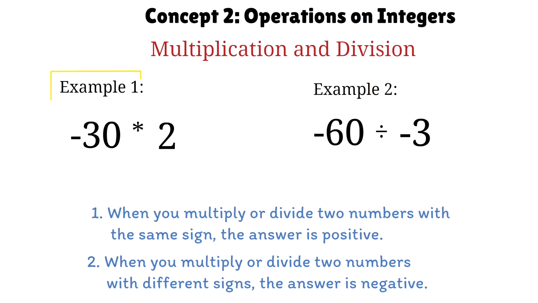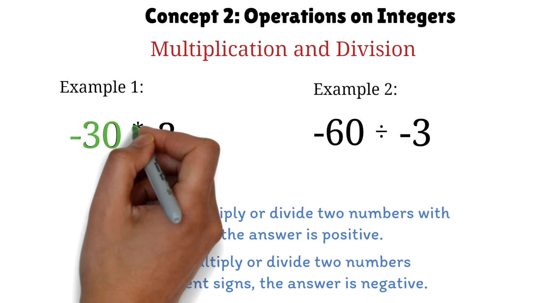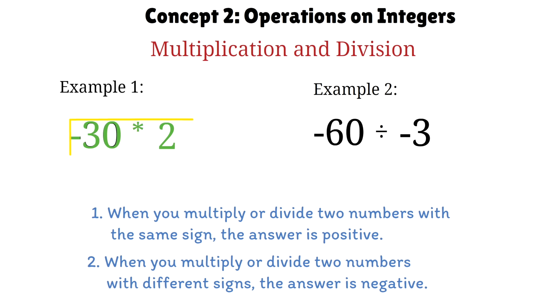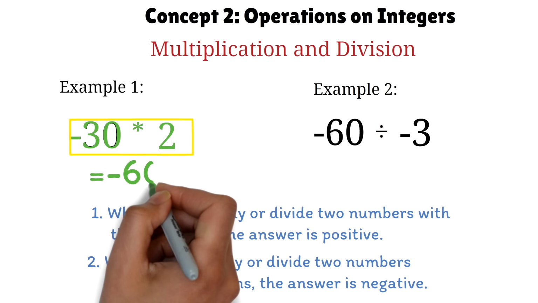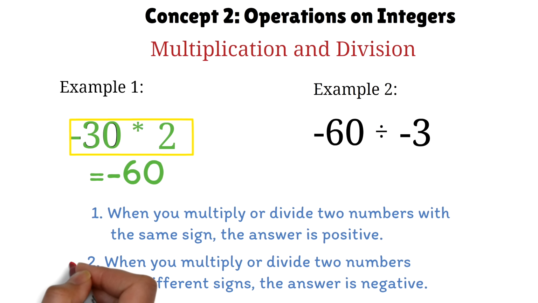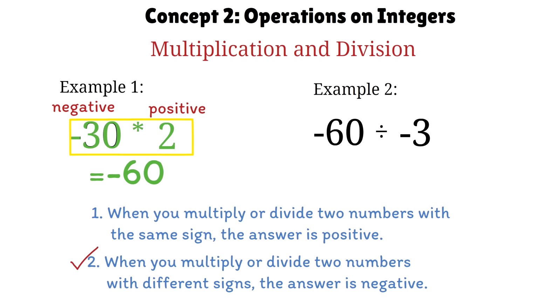Now let's work on example 1. We have negative 30 times 2. We will multiply to get -60. The answer is negative because they have different signs. One of our values is negative and the other is positive.